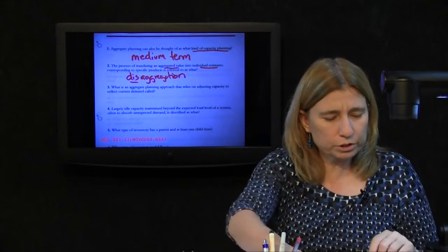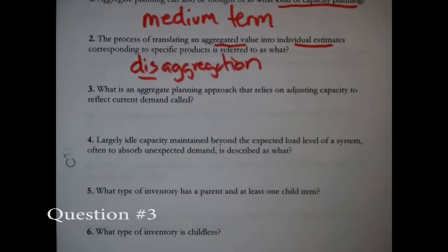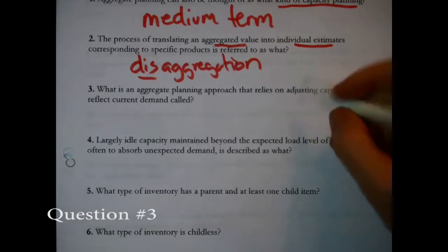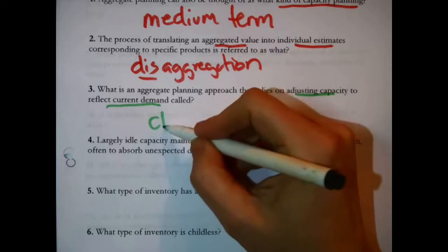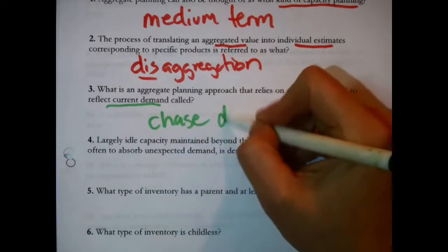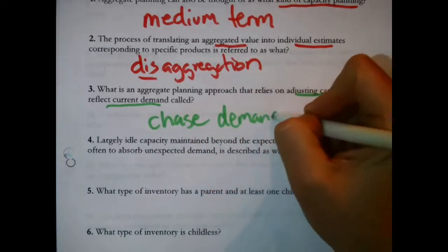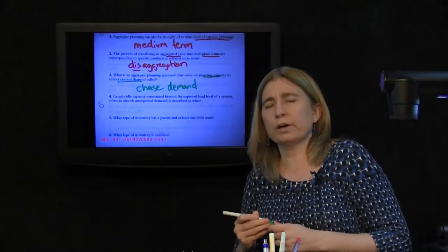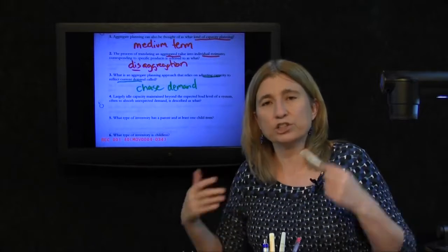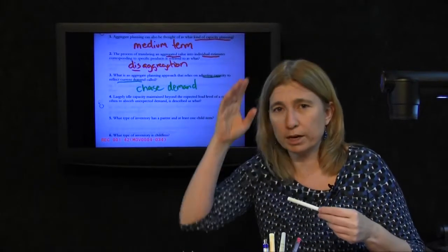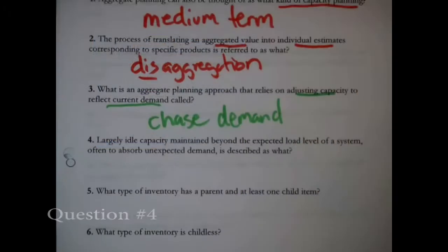Okay, next question. What is an aggregate planning approach that relies on adjusting capacity to reflect current demand? That is known as chase demand. If you keep adjusting your capacity to reflect fluctuating demand, we say that you're following a chase demand strategy. You're chasing demand.